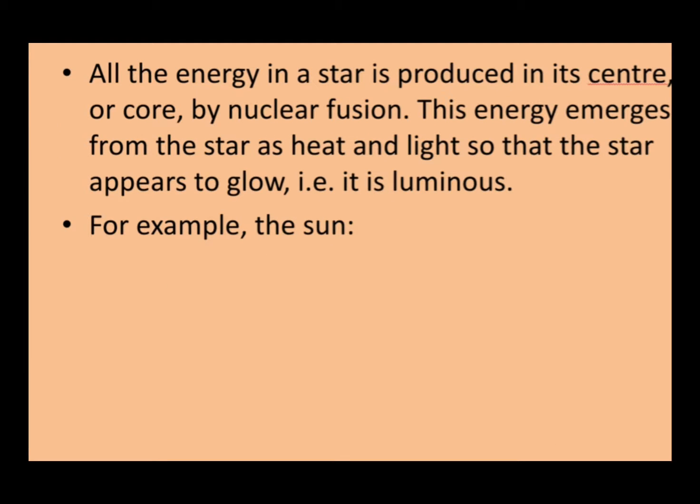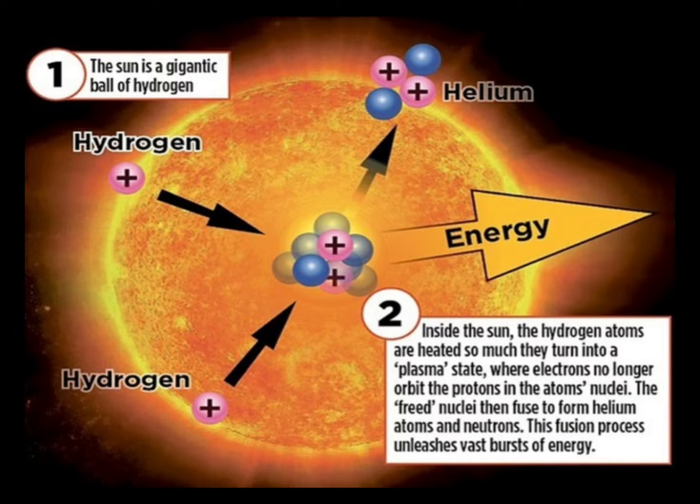All the energy in a star is produced in its center, or core, by nuclear fusion. This energy emerges from the star as heat and light so that the star appears to glow. As I said, the star is shiny. For example, the sun. As you can see, the sun is a huge ball of hydrogen. Inside the sun, the hydrogen atoms are heated so much that they turn into a plasma state where electrons no longer orbit the protons in atoms.